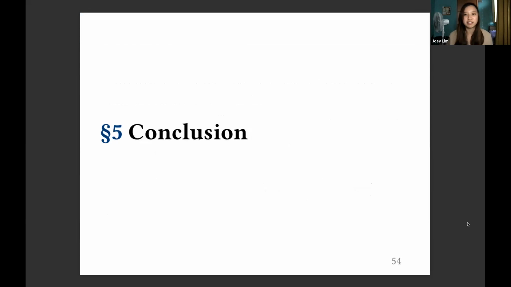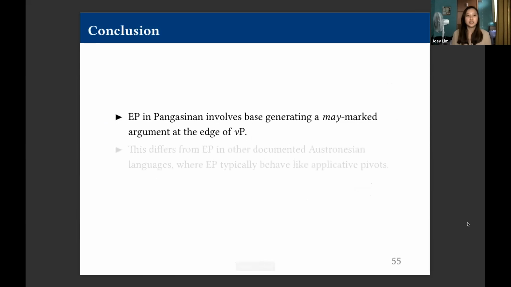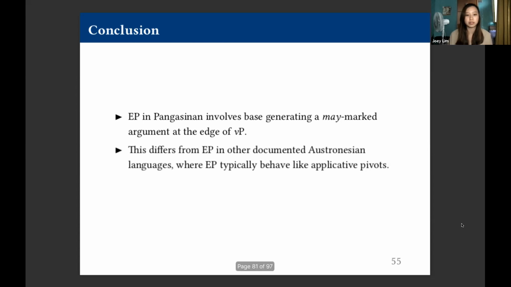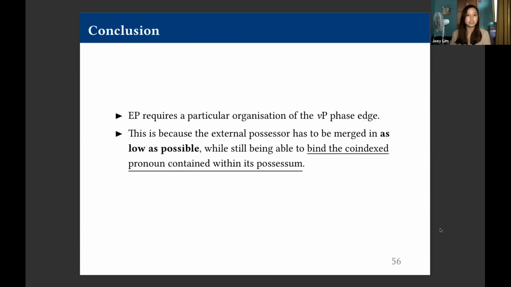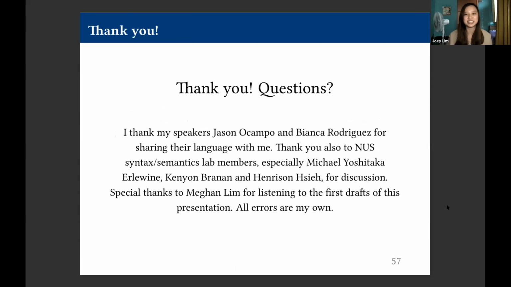Okay, I'll now just briefly conclude the presentation. So today we have seen how external possession in Pangasinan involves generating a mind-marked argument at the edge of the OVP, which differs from other documented Austronesian languages. We have also seen that external possession requires a particular organization of the LeoVP phase edge, and this is because the external possessor has to be merged in as low as possible, while still being able to bind the co-indexed pronoun contained within its possessum. That's all for my presentation. Thank you.